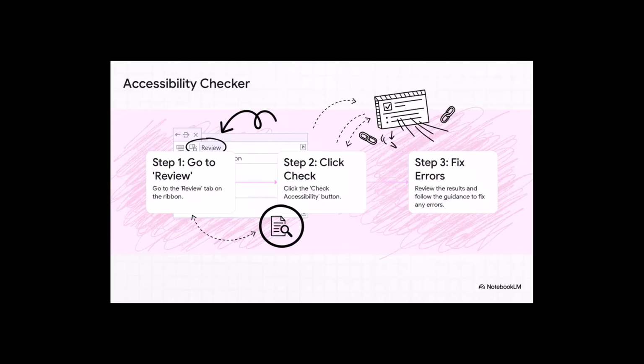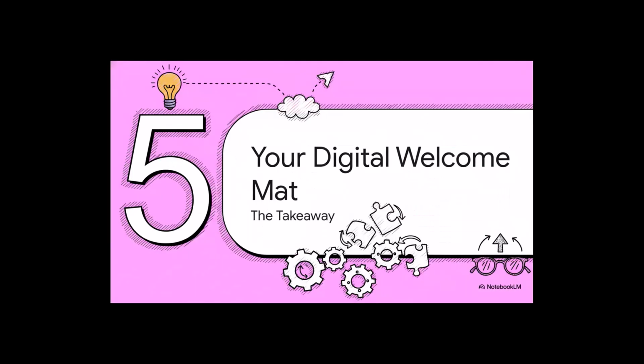And here's how simple it is to use. You just go to the Review tab, click Check Accessibility, and a panel just pops open with a report. It'll list out any errors, like missing alt text or those vague hyperlinks, and it will walk you right through fixing every single one. Seriously, make this the very last thing you do before you ever send or publish a document.